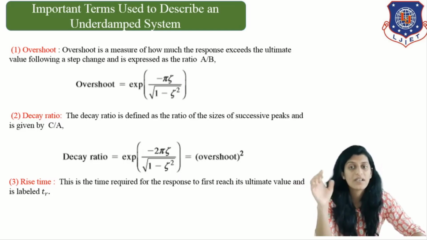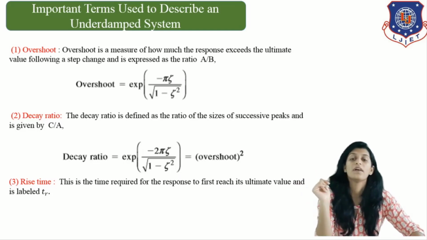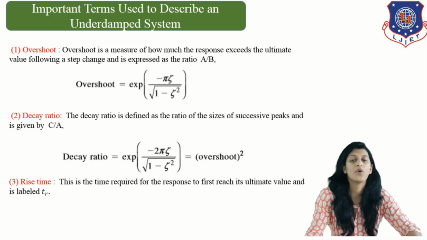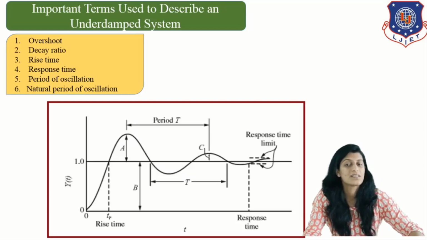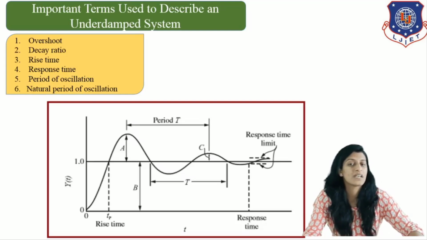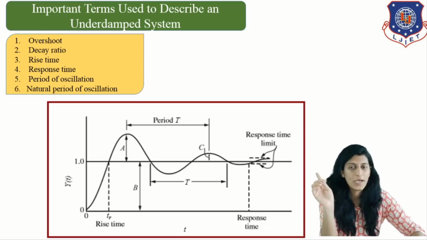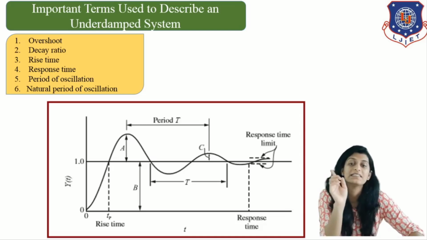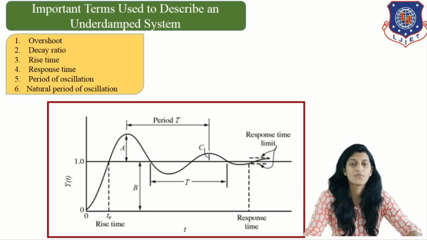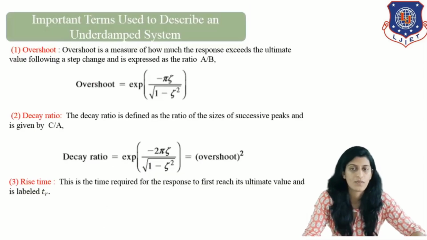You can also represent it mathematically as exponential of minus pi zeta upon square root of 1 minus zeta square. So overshoot is the ratio of A by B. If you see here, this 1.0 is our desired value, that is B, and A is the undesired value, right. So, the ratio of A by B is the overshoot, right.